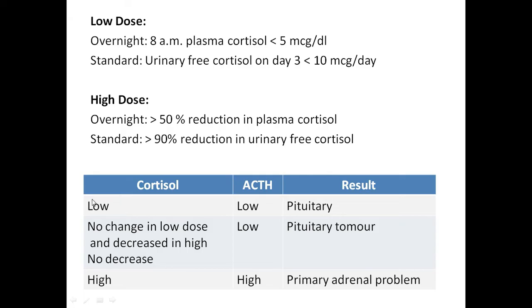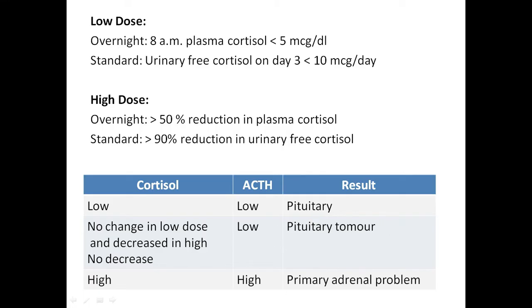If the cortisol level is low and the ACTH level is low, then we know that by giving dexamethasone we suppressed the ACTH and that brought the cortisol level down. That means it is a result of pituitary disease. If on low dose dexamethasone suppression we do not see any change, but on high dose dexamethasone suppression we see that the cortisol levels are decreasing and the ACTH levels come down slightly, we know that this is a pituitary tumor.